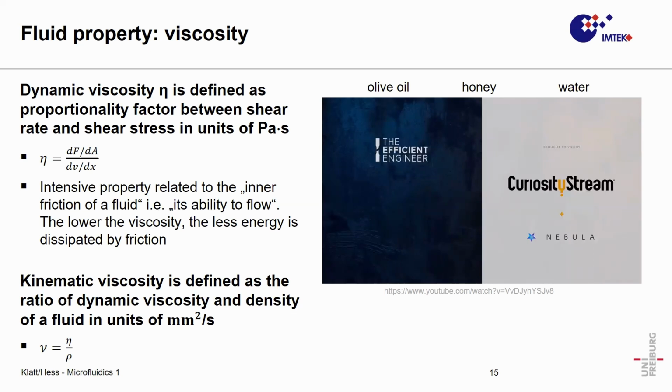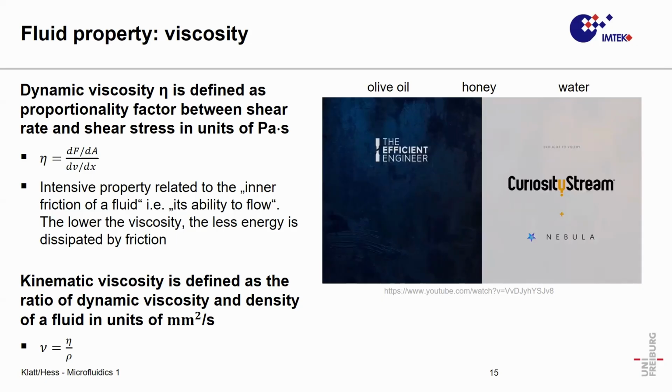Closely related to the dynamic viscosity is the kinematic viscosity, which is defined as the ratio of the dynamic viscosity and the density. Please be aware that in literature, dynamic viscosity is often written with a mu. In this course, however, dynamic viscosity is always referred to as eta.